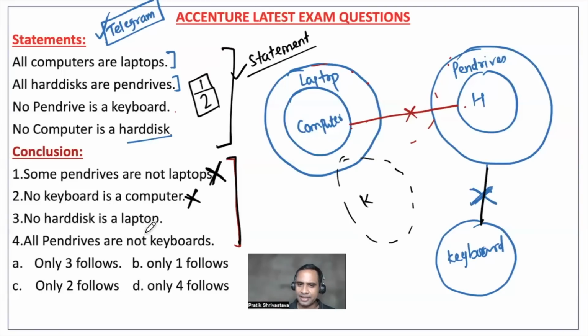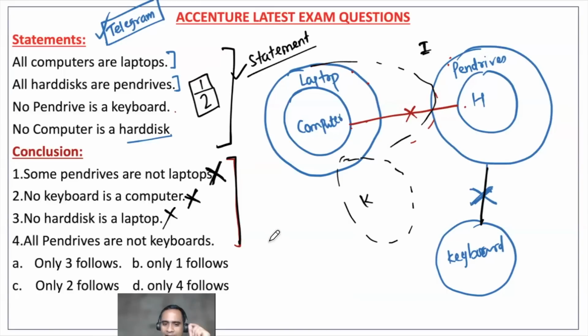No hard disk is a laptop. So that again we can't say. There might be a diagram like this. Okay, so that also we cannot say. See, many of you will see only this diagram. See, this is one diagram. I can have one more diagram. I can have another diagram. I can have multiple diagrams. Till then this statement does not violate, and in all the diagrams we should get the same thing.